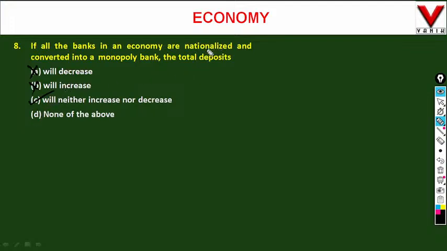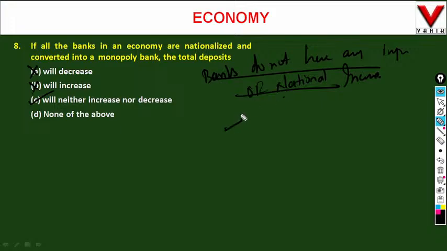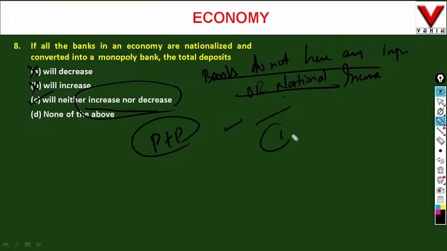Why? Because banks do not have any impact on national income. Deposit will remain deposit, whether it is in a nationalized bank or a private bank or a single bank. The deposits will neither increase nor decrease, it will remain the same. Be it private, be it public, funds are funds. Even if a monopoly bank is formed, funds will keep being deposited. RTGS, NEFT, basic banking facilities will go on. You cannot say that this cannot happen, that cannot happen.